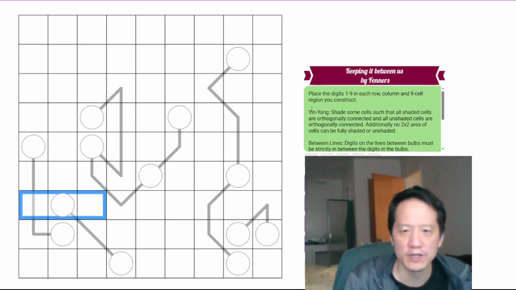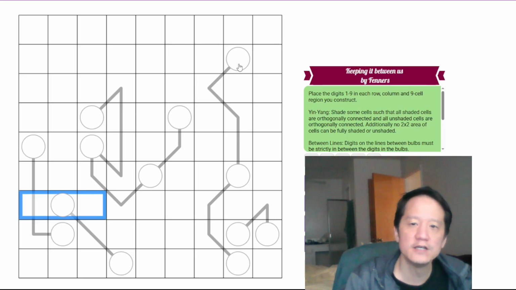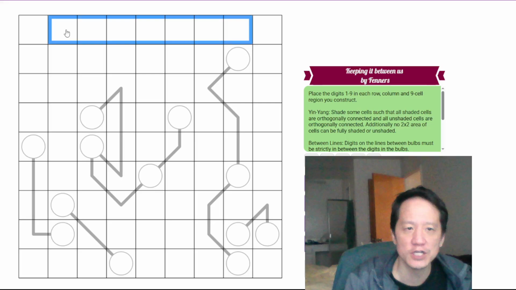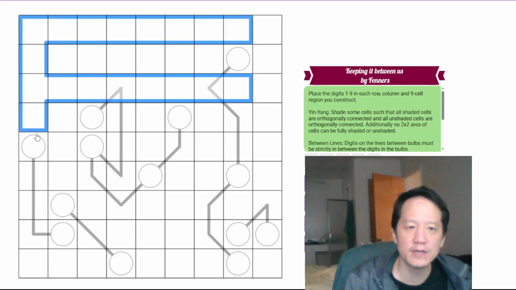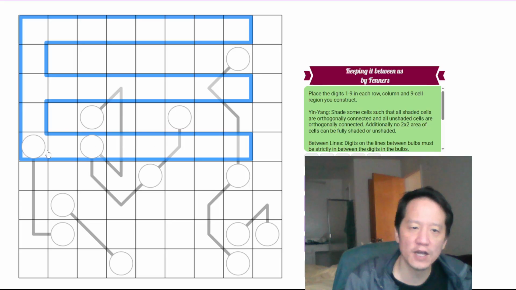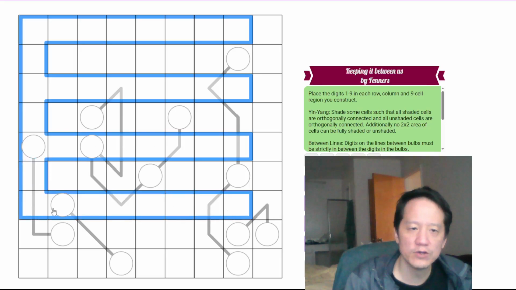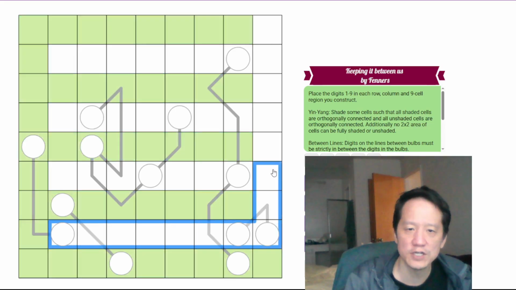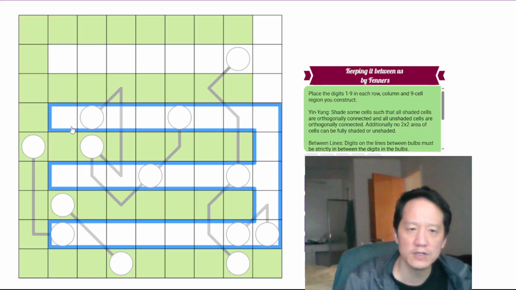Well, let's continue on. We have yin-yang, where we shade some cells such that all shaded cells are orthogonally connected and all unshaded cells are orthogonally connected. Additionally, no 2x2 area of cells can be fully shaded or unshaded. So, as an example of a yin-yang shading, we could have something like this. This would be unshaded, and the blue for me is usually shaded.